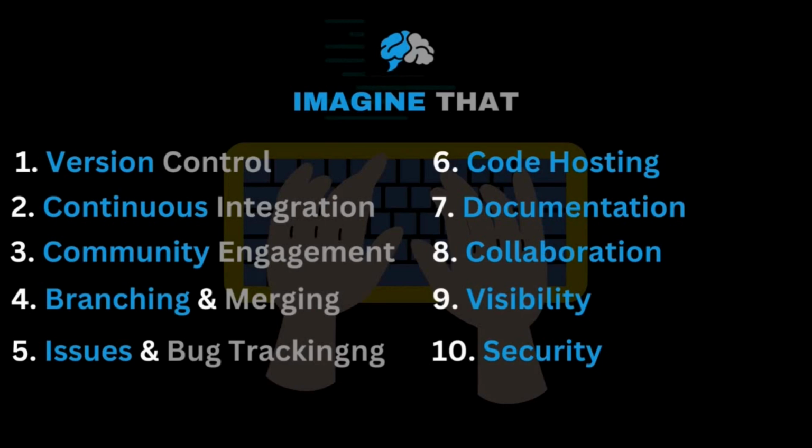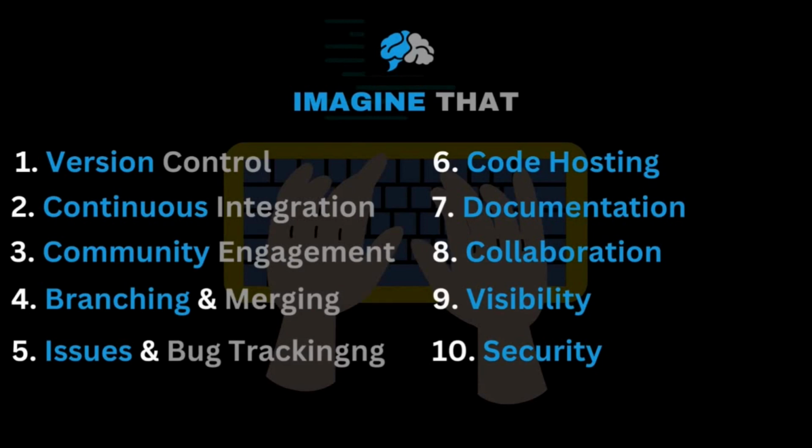But GitHub has continuous integration, so you can link GitHub to certain hosting platforms, so that immediately you effect a change on GitHub, it is automatically going to reflect on Netlify or any hosting platform that you're using. So this is what we mean by continuous integration. Now, community engagement.